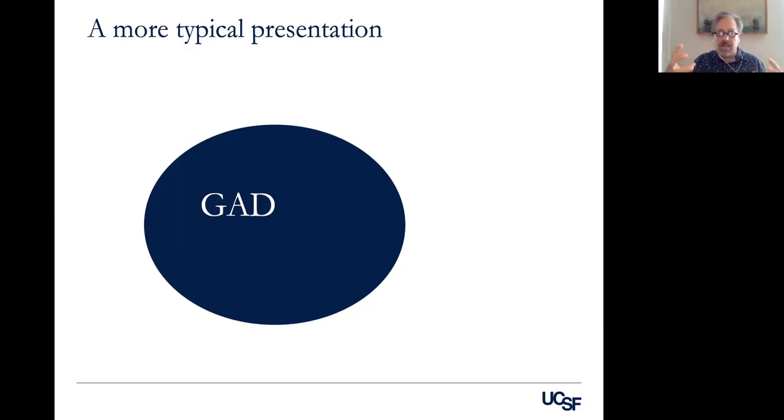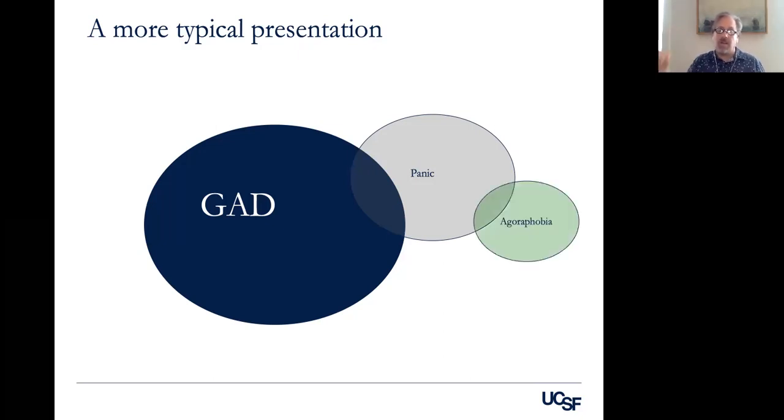But if you open up the DSM, it looks like there are these distinct categories of anxiety, and the reality is they are far more overlapping than the DSM would lead you to believe. So some people with GAD, but not all, will have panic attacks. Some subset of people with panic attacks will develop agoraphobia. So panic attacks are not actually a diagnosis per se, they're a symptom.